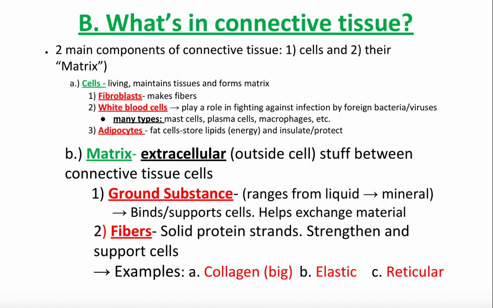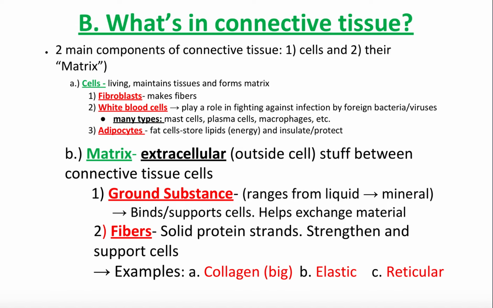Okay, so the matrix is made of two parts, the fibers and the ground substance. The ground substance can be liquid or it can be mineral. But what they do is they act as sort of like a glue that combines and holds together all the cells. If it's blood, plasma is sort of like a viscous glue. Kind of think of it as almost cornstarch slurry. It's like a soup that holds everything together and lets them interact with one another. But when we're talking about bones, it's calcium that kind of cements the cells together.